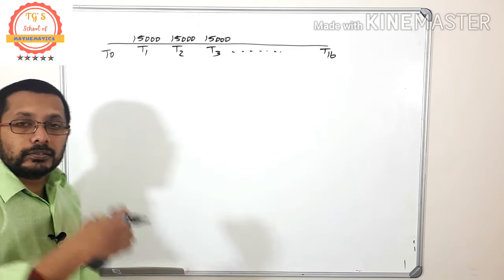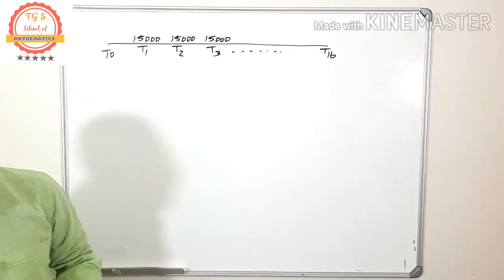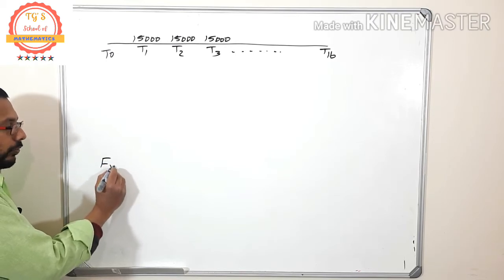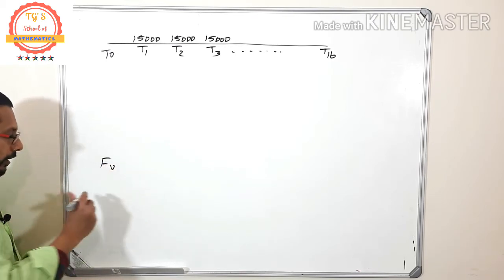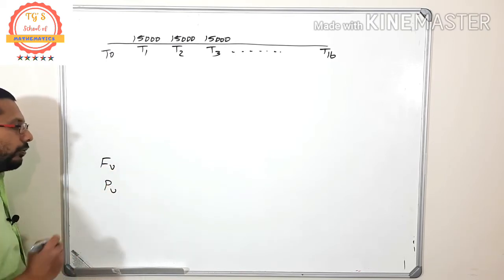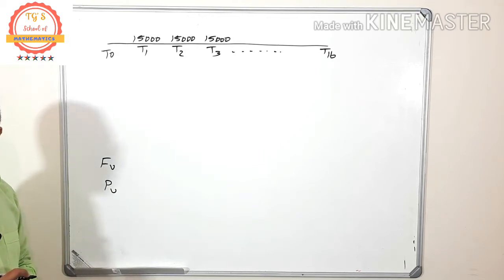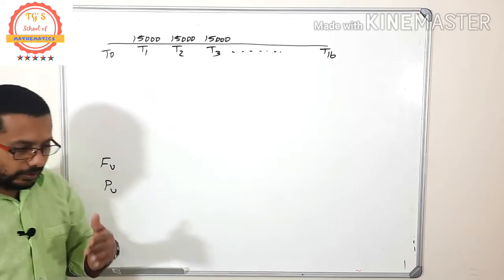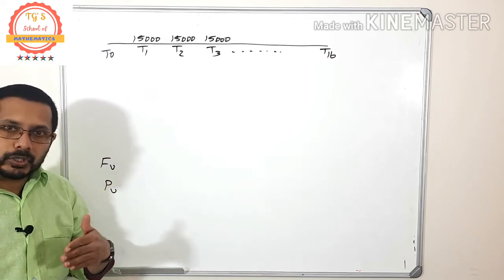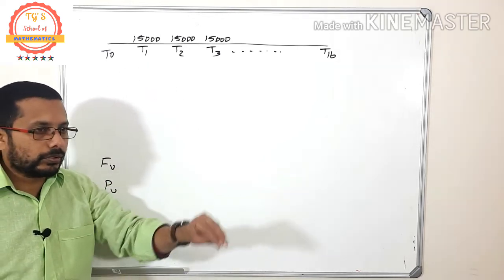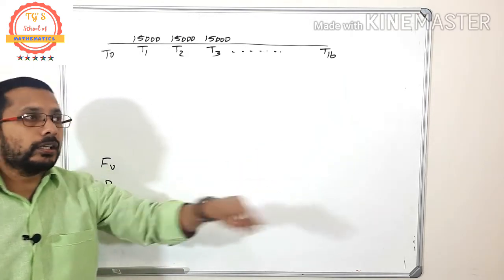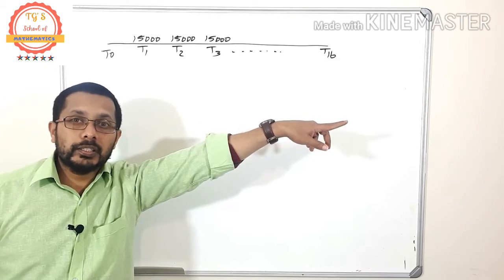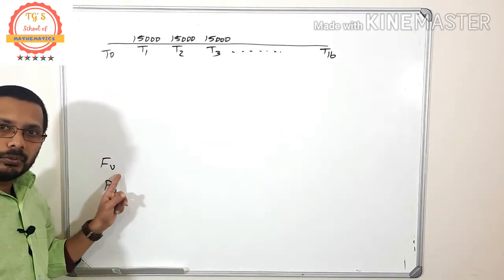After 4 years means in the future. You studied in your class that there are 2 types of annuities. One is future value annuity and the other one is present value annuity. What does future value annuity mean? I am depositing 15,000, 15,000, 15,000 like that. In the future, after this many years, how much will I get? That is future value annuity.